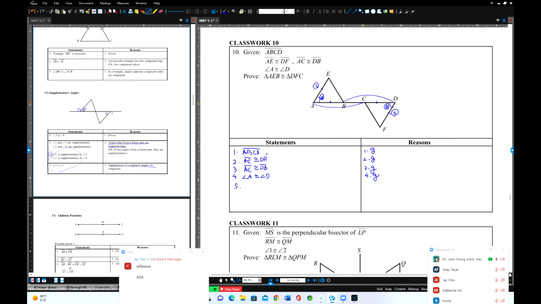The next one over here, right there. This is given. AC congruent this one. We're gonna take up this side, okay? Same side, take up this one. So BC congruent BC, isn't it? Reflexive.